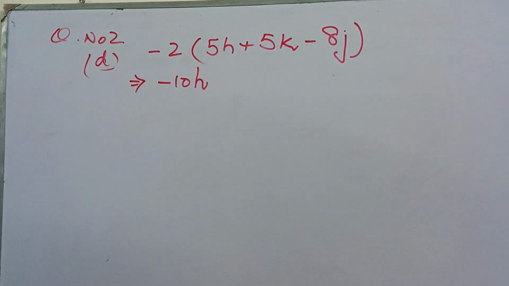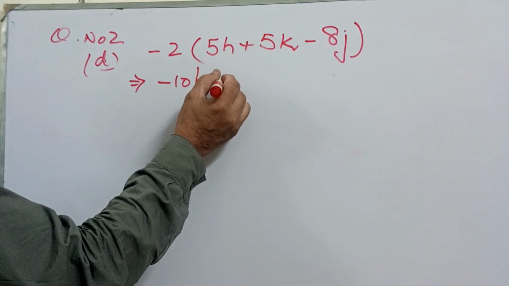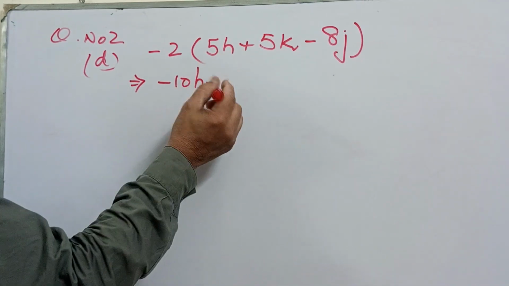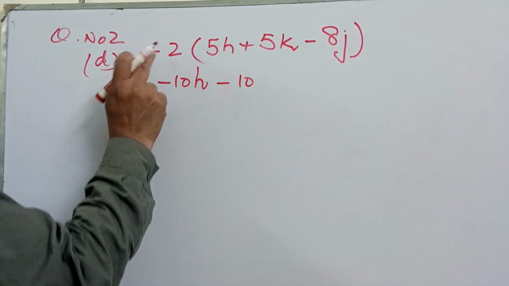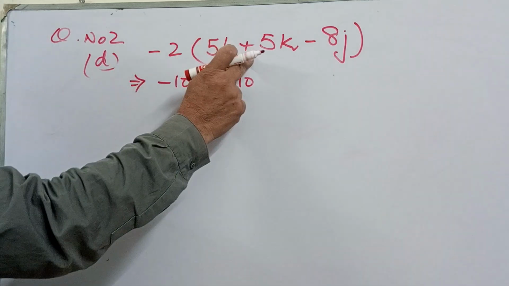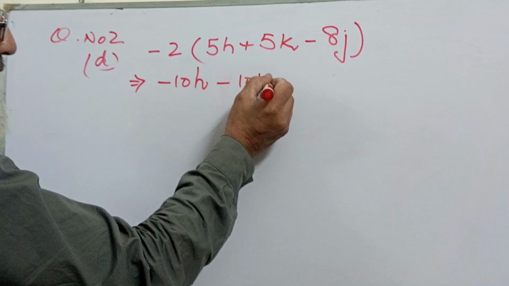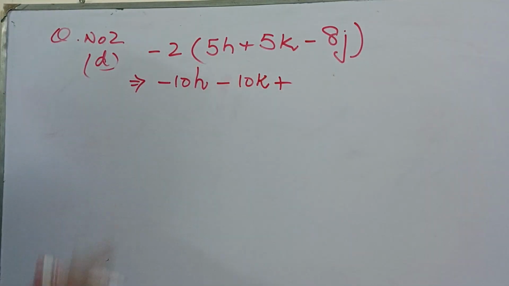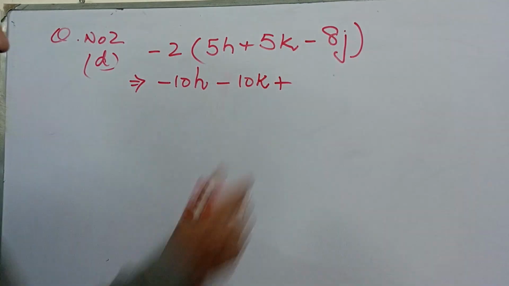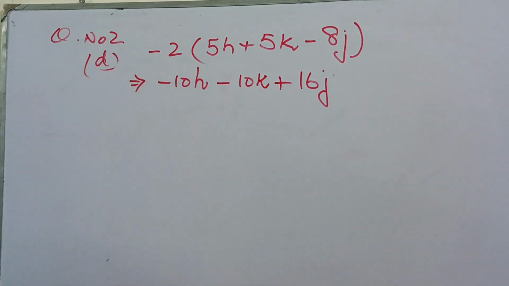Put the variable. Minus 2 multiplied by positive 5 is again minus 10. Now it will become minus 10. Again it will become minus 10, because minus when multiplied with plus will be minus, and the variable is k. And minus when multiplied with minus will be positive plus. So 2 multiplied by 8 is 16, and j will be written as it is. So this is question number 2.